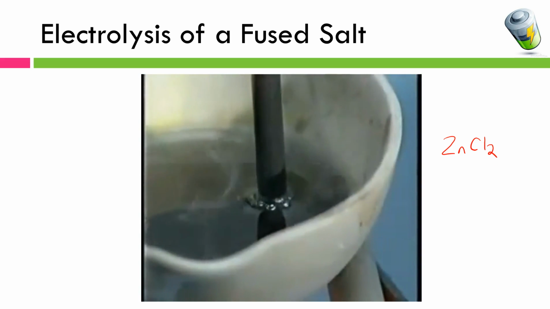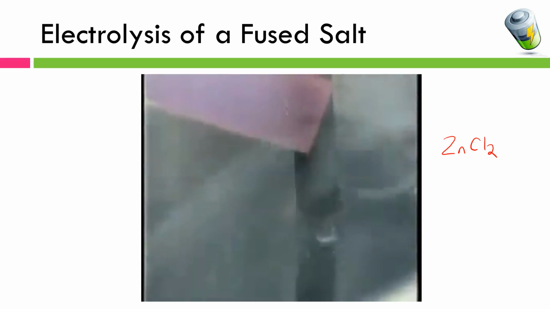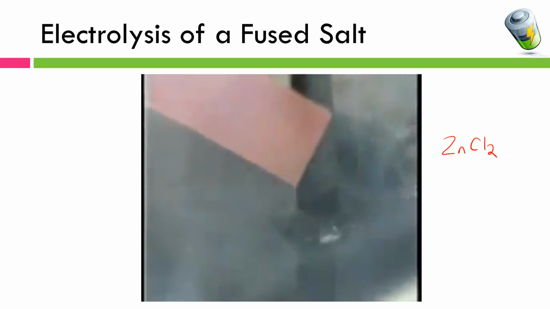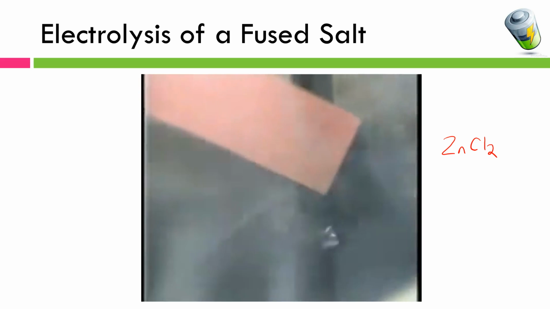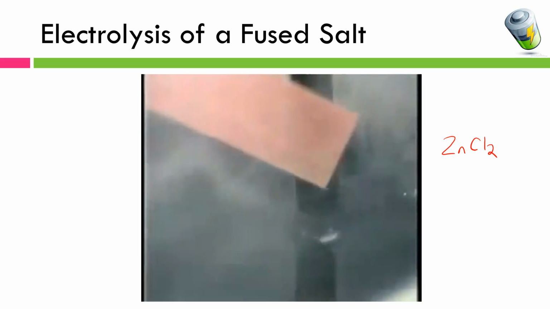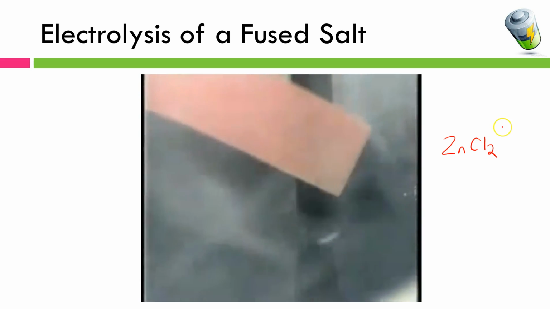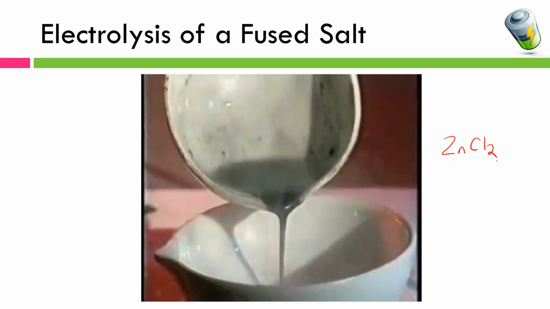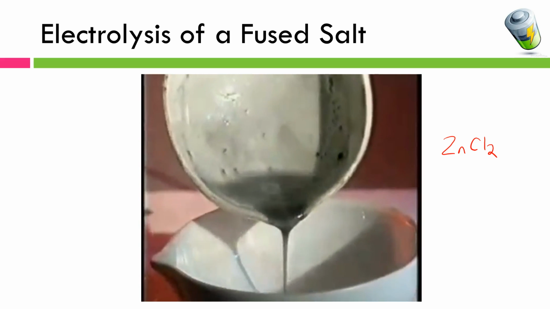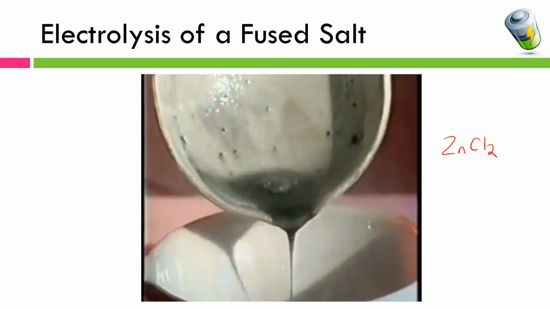This time, bubbles of a very pale gas appear at the positive electrode. It turns dark blue litmus paper red and bleaches it lighter. So what gas is it likely to be? Again, nothing appears to be happening at the negative electrode on the left. But pouring off the molten zinc chloride reveals a bead of pure zinc.